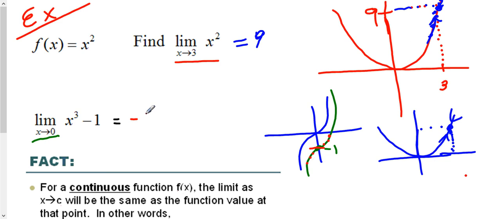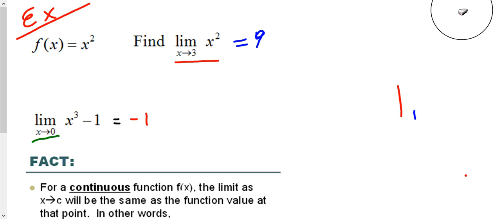Now, if you did not know that and simply plugged the 0 into the function, what would you have obtained? 0 to the third is 0, minus 1, you would still get negative 1. So again, these are the easy cases where the function is continuous, and to determine the limit, you don't even have to look at a graph. Just plug the number in and you're going to get an answer. That will be your limit, the answer to your limit question.